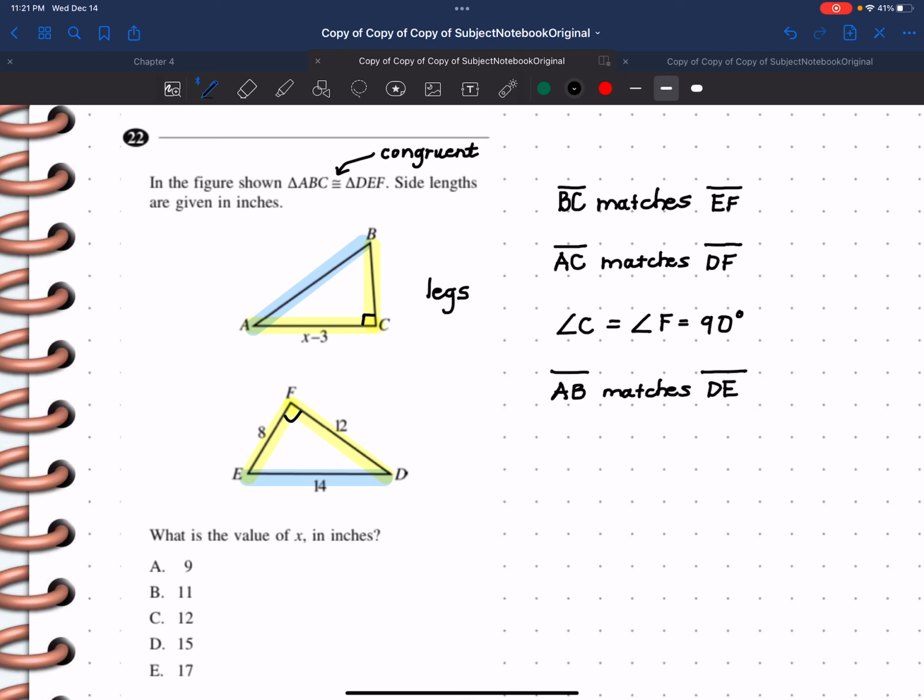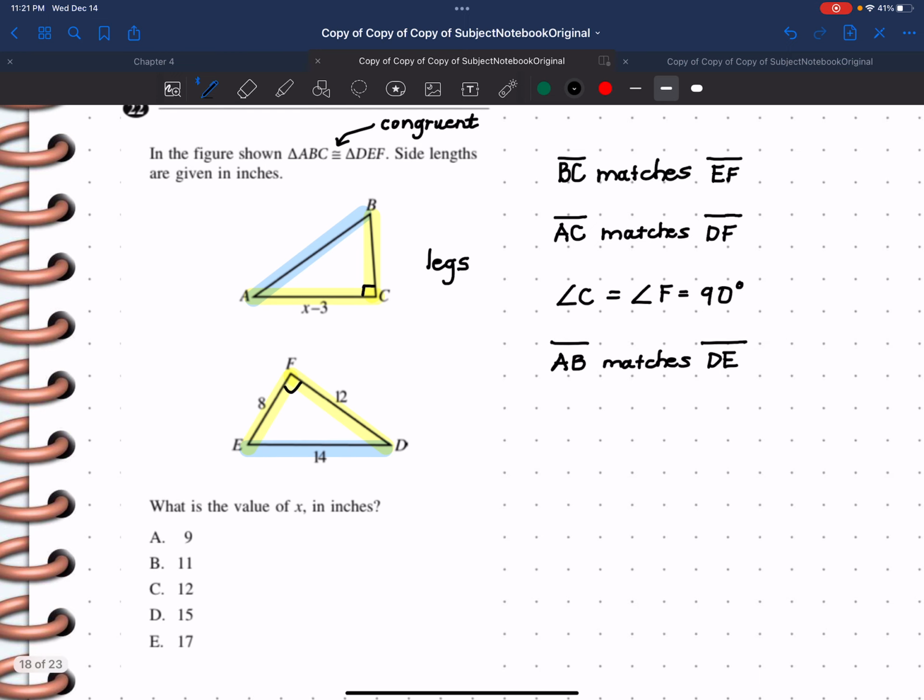And once we figure all that out, we've got this problem. Because it's asking the value of X in inches. So I'm going to erase all of these colors so that I can draw in another one. Here is my X value. And AC corresponds to DF in this bottom picture. So DF is right here.